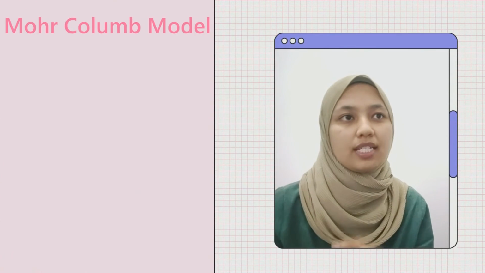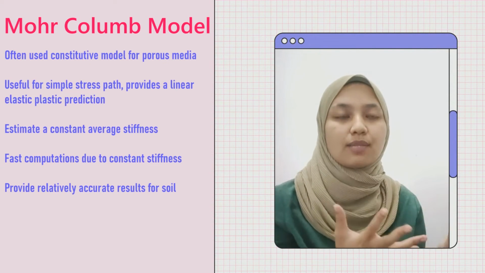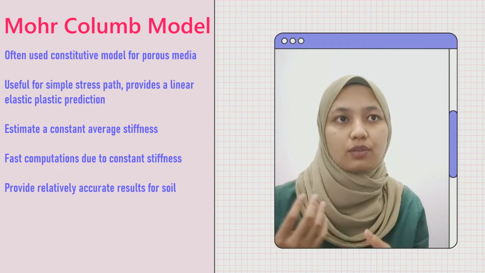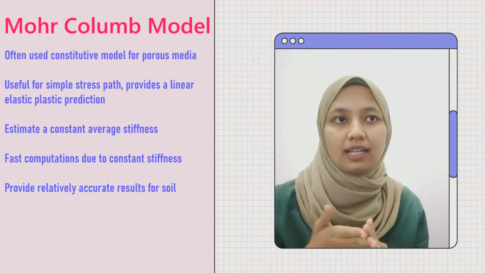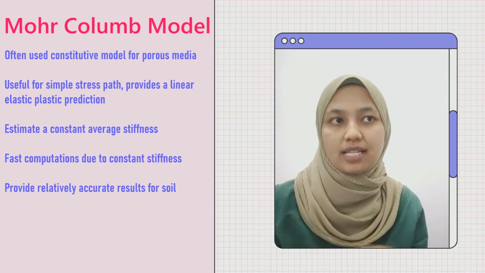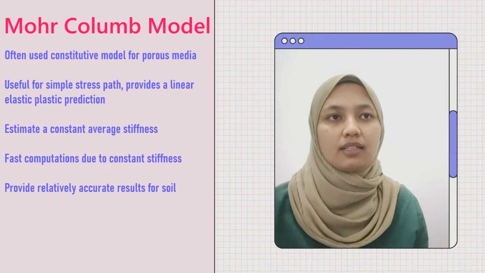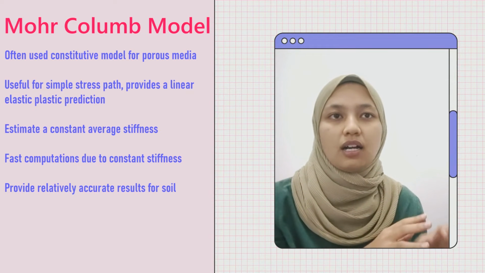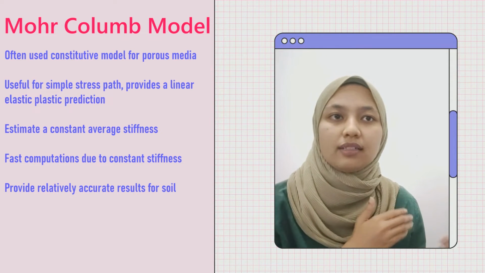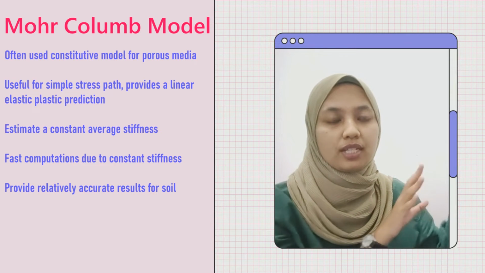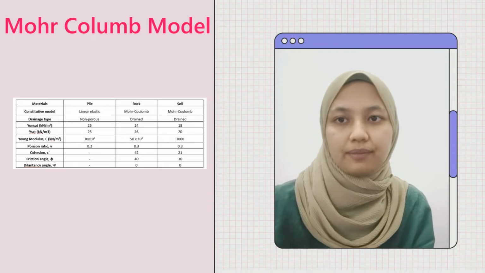For the first model, which is the Mohr-Coulomb model, MC model, why did we choose this model? Because it is the constitutive model most often used for porous media, and it is useful for simple stress paths and provides a linear elastic, perfectly plastic prediction of soil behavior. It is also straightforward and estimates a constant average stiffness. It has fast computation due to constant stiffness and will provide relatively accurate results for soil. These are the parameters that will be substituted in PLAXIS 2D.